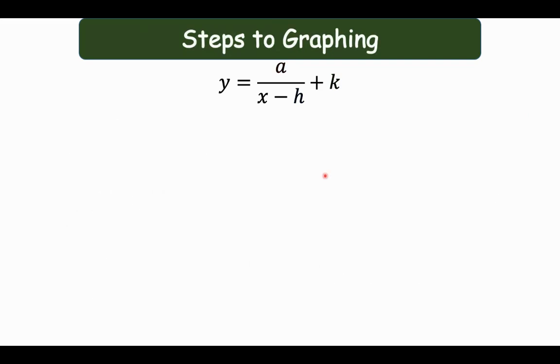So first off, the steps that I'm about to show you might be different than what other teachers show, but this is the way that I found most of my students understand it. If it makes sense to you another way, feel free to do it that way too. Just make sure you're able to get that main information that I just mentioned. So first step is to find A, H, and K.